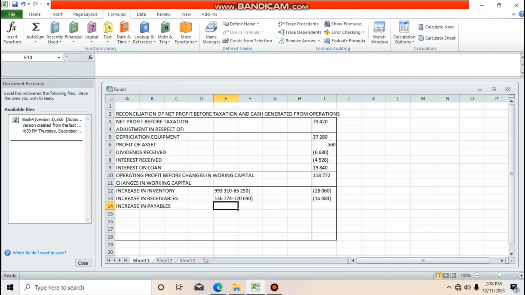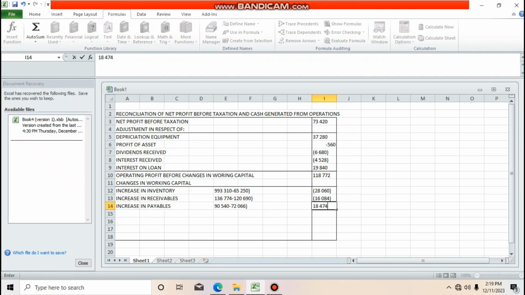The difference is 9540 less 72066. So the difference, we're going to have 18,474. With this one, if trade and other payables, if it's an increase, it's an increase. If it's a decrease, a decrease, right? So we have 18,474.